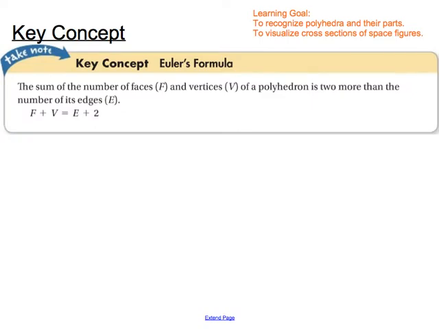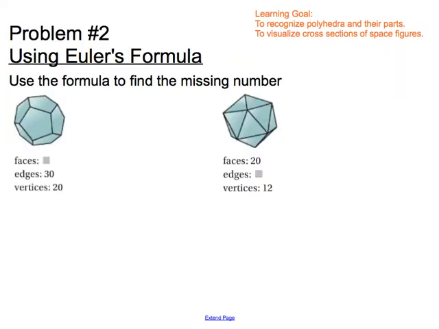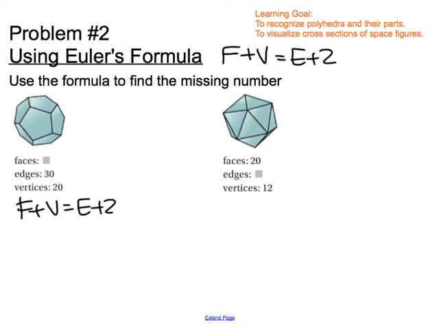So one of the key concepts for this lesson is Euler's formula. It states that the sum of the number of faces and vertices of a polyhedron is 2 more than the number of its edges. So we get the formula F plus V equals E plus 2. So we can use this formula, Euler's formula, which again states that F plus V equals E plus 2, to find the missing number of a given polyhedra. So let's write down the formula.